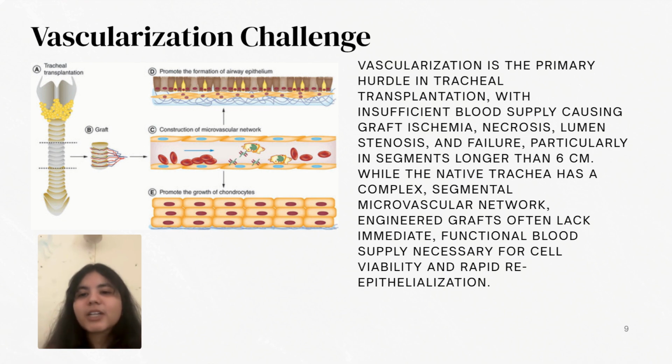Vascularization is one of the biggest challenges in tracheal transplantation. Unlike the native trachea, which has a well-developed microvascular network, engineered grafts often lack immediate blood supply. This leads to issues like ischemia, tissue necrosis, and narrowing of the airway, especially in grafts longer than 6 cm. Without proper vascularization, cells cannot survive or regenerate effectively, delaying re-epithelialization and increasing the risk of graft failure.